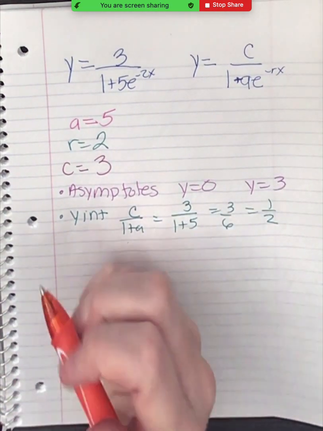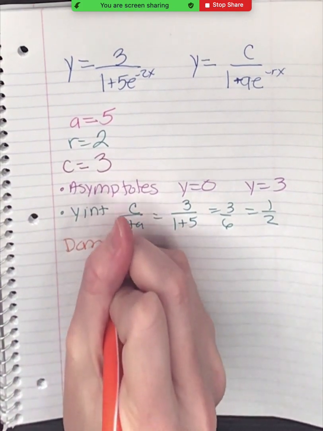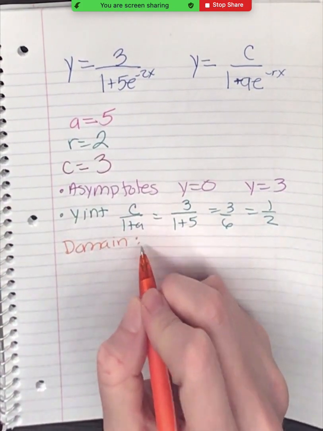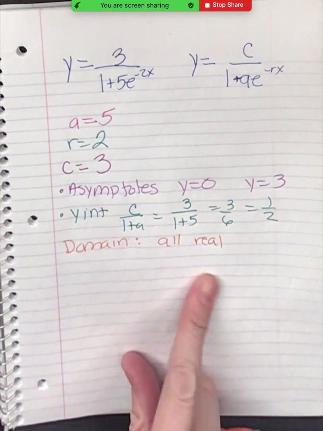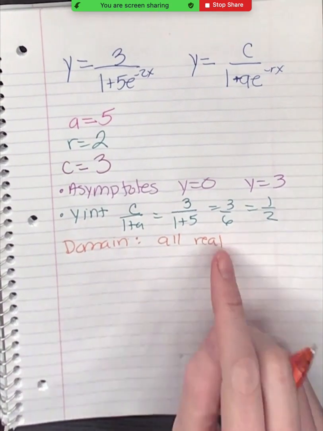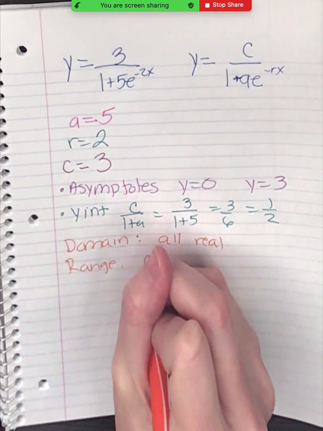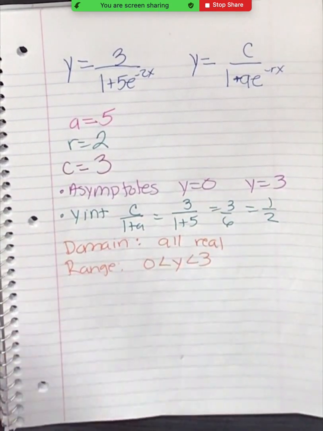Then its domain is all real numbers, so this is wrong in my notes. I wrote the range as all the domain. So the domain is all real numbers. The range is between 0 and 3.